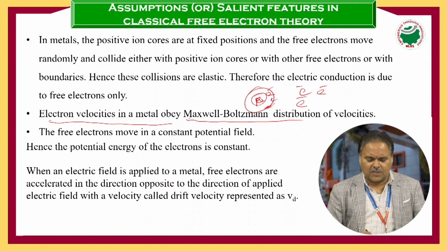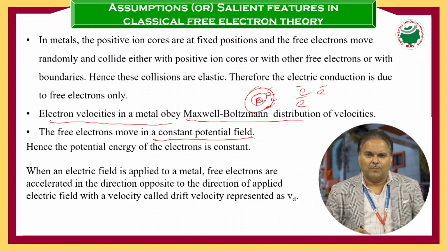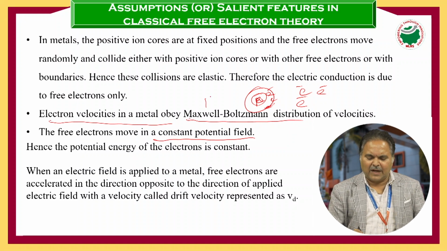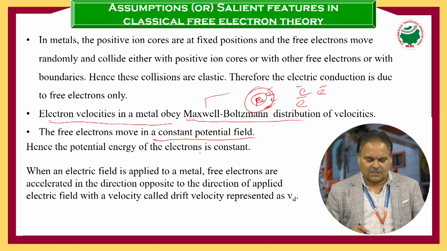Another important assumption is that there is a constant potential field. The electrons move in a constant potential field, so the potential energy of the electron is constant. It is moving in one direction, and that's why the potential energy becomes constant.